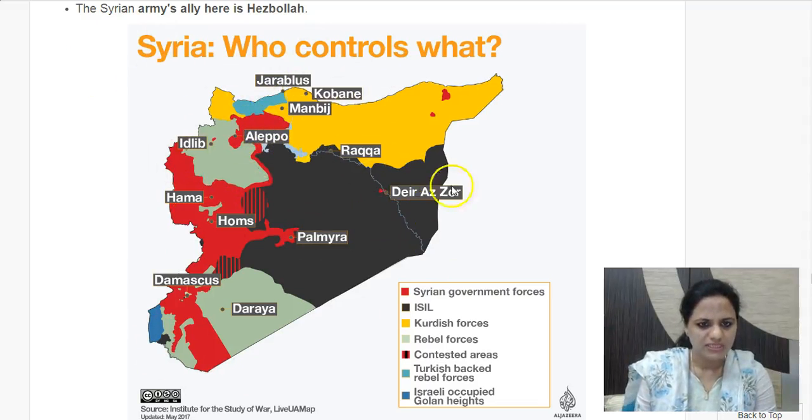And again, the regions in Syria and who controls which region is shown here. Even Palmyra was under Islamic State, which has been freed now. So you can see this is a May 2017 updated map. So this gives you the latest information.